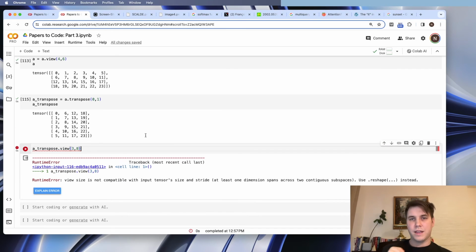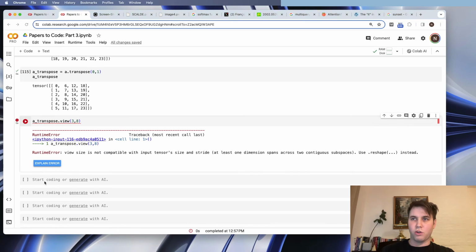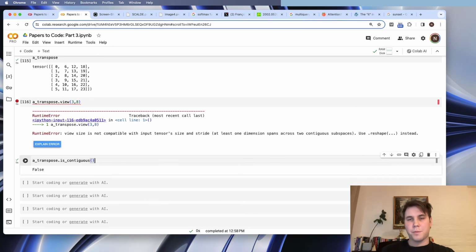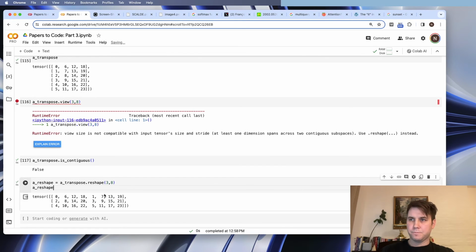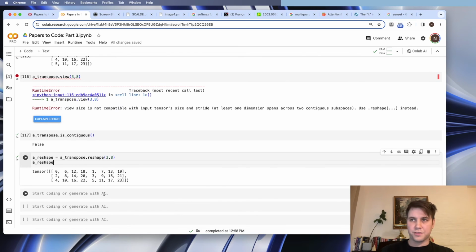This doesn't work. It didn't work, and that's because when I transposed the data, I made the data non-contiguous in memory. And so at this point, certain operations are not allowed. We can verify that A transpose is no longer contiguous. But what happens if I try and do the exact same thing, but instead of viewing, I'm going to use reshape? They seem like kind of the same operation, right? Here it actually works. So what's going on here?